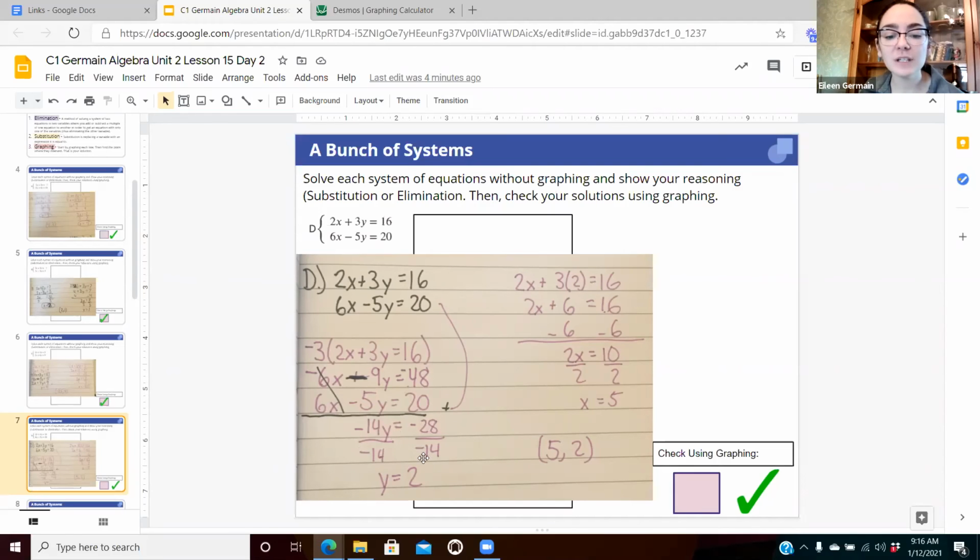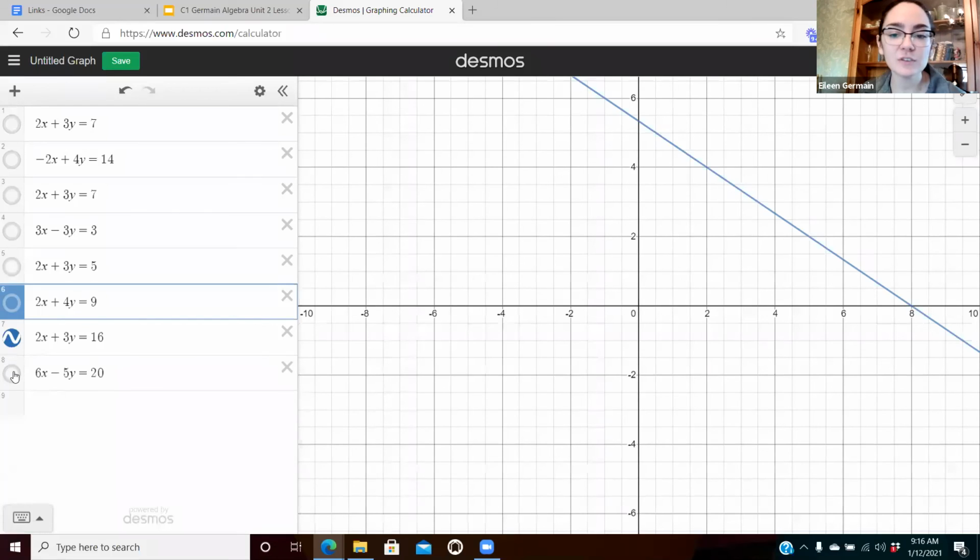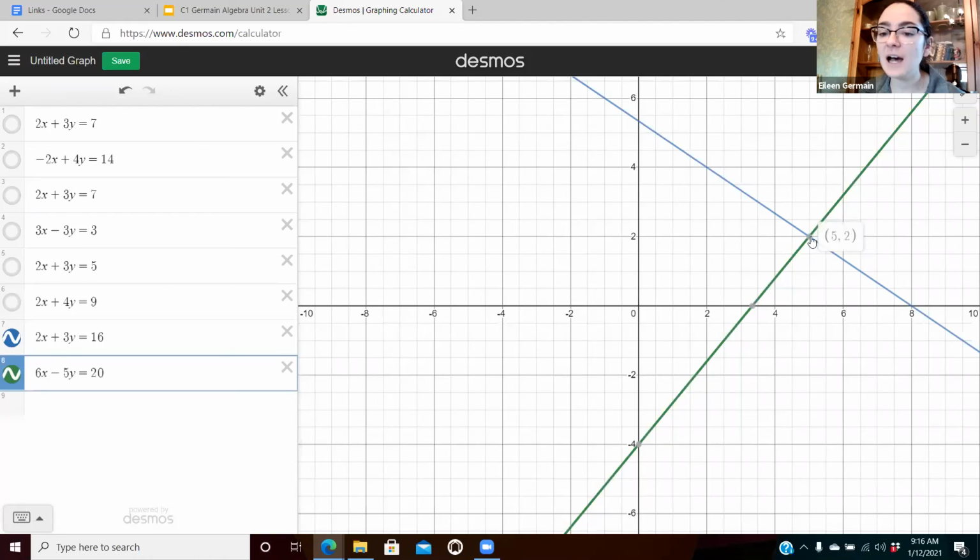Divide by negative 14, divide by negative 14. Y is equal to 2 here. Plug my 2 into one of the equations, any one of the equations to be honest, and solve for an x of 5. Okay. If we come to our graphing calculator and we graph these 2 guys here, where do they meet? They meet at 5, 2, which is what we just said.